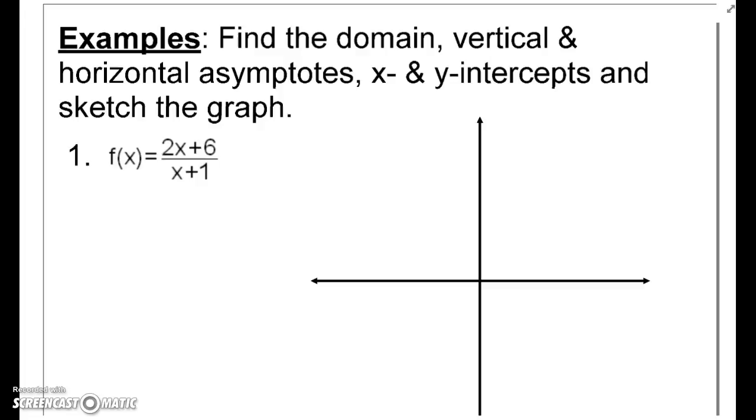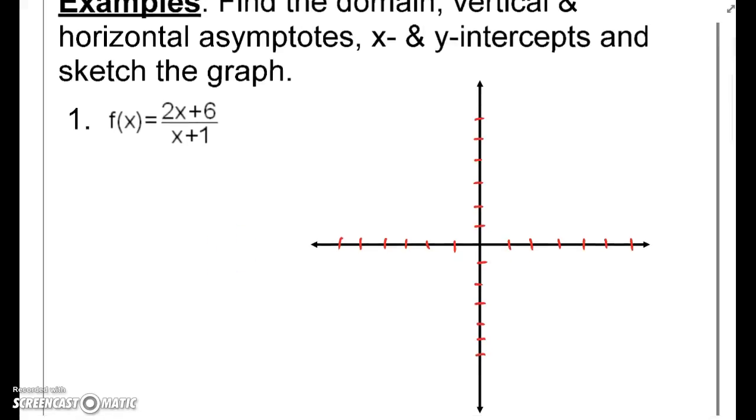Example 2 for graphing rational functions. So first thing I want to do is let's draw our graph here. Okay, so if I can find domain, my asymptotes, my intercepts, all I really need at that point is just a few other points by plugging in x values, and we should be able to sketch a pretty reliable graph here. So let's see, domain.